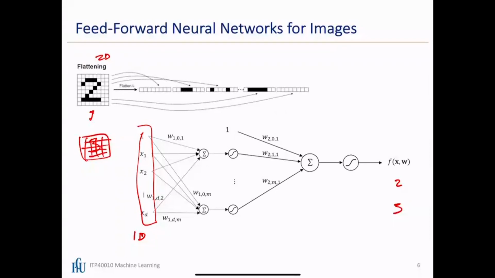The process is called flattening. From two-dimensional data, you take the first line and move it over here. Second line, move it over here. Third line, move it over here, and so on. So eventually, this two-dimensional matrix of data becomes one-dimensional data. And since it's one-dimensional data, you can directly feed it into a feed-forward neural network. This is the traditional way to deal with image data in early computing.